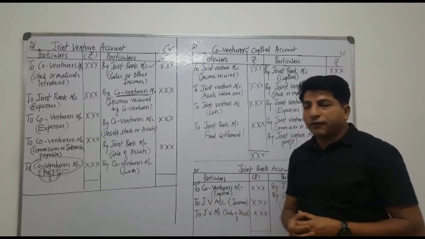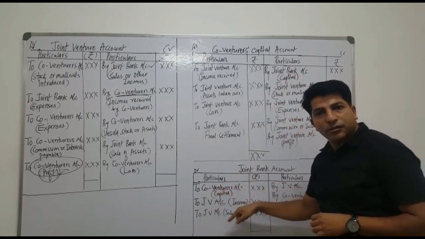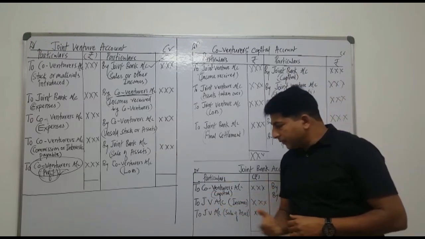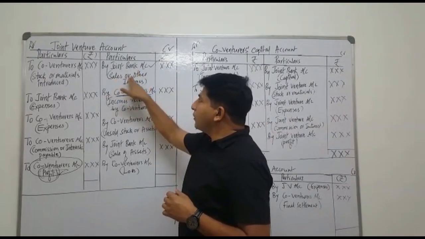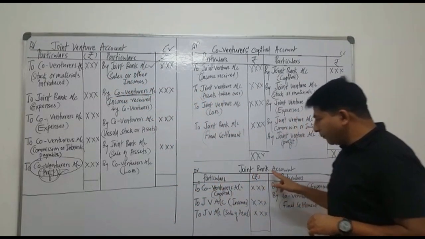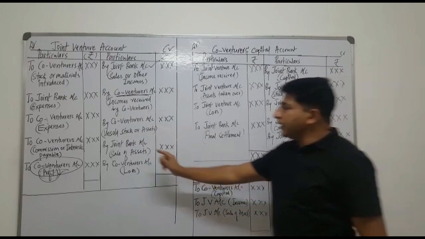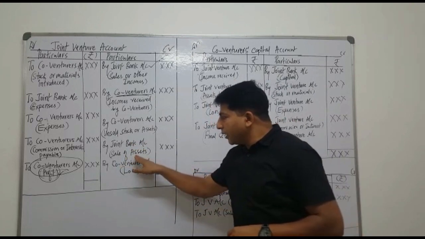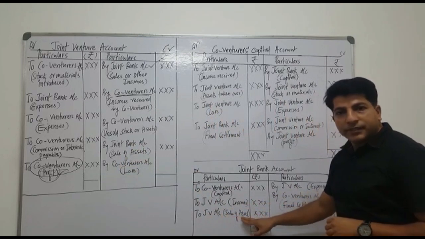Here, first the introduction of capital: joint bank account to co-ventures account. Here cash comes into the business. Then the next one is any income received, that is receipt of cash. Joint venture account. Sales or other incomes in the form of cash will be recorded in the debit side of joint bank account. Any sale of assets, here also the cash will be received. Assets sold and cash received. This is the receipt of cash.